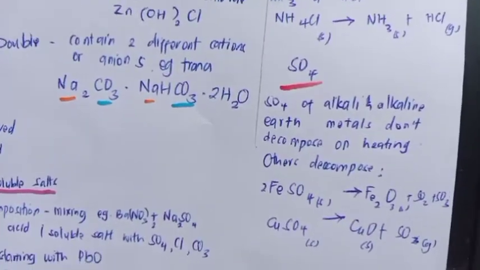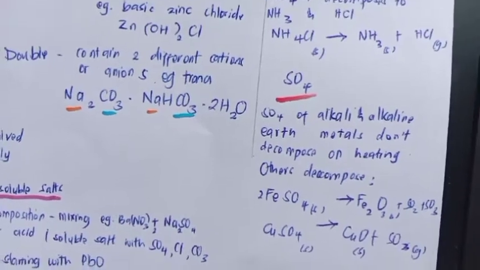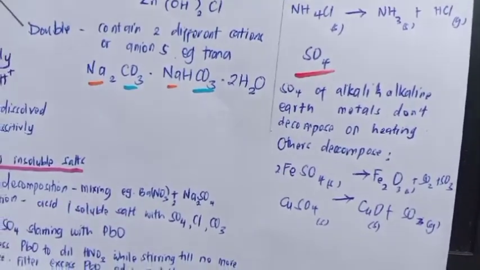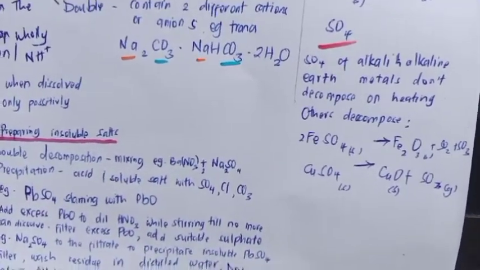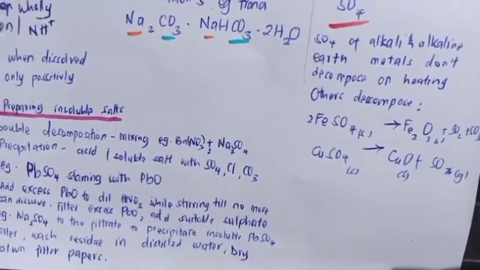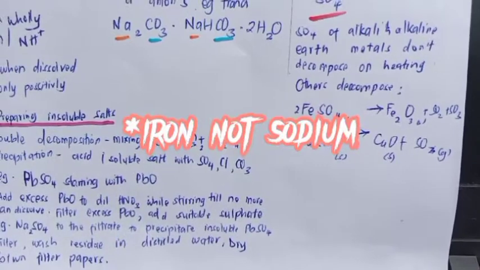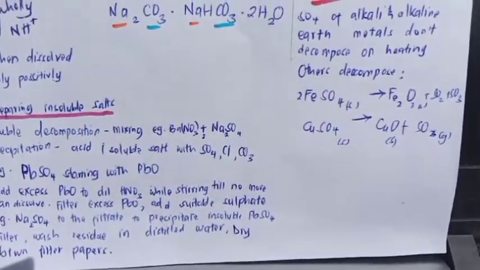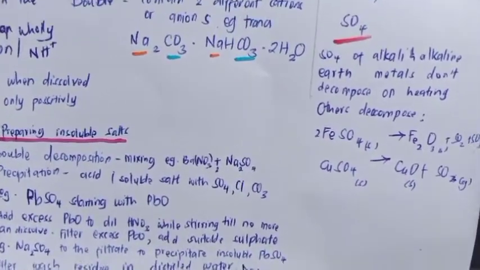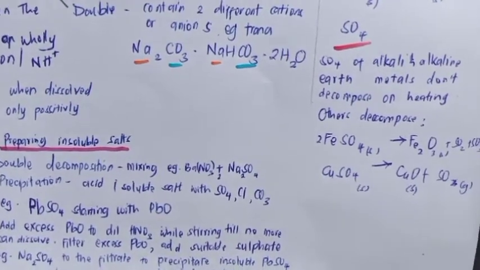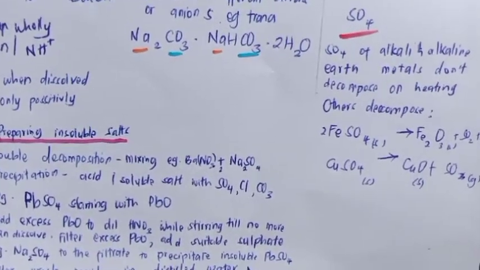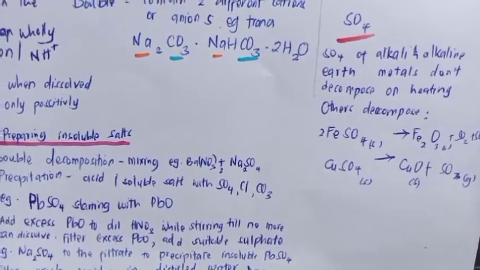Then we go to the effect of heat on sulfates. Sulfates of group 1 and group 2, which are alkali and alkaline earth metals, don't decompose on heating. But others, you just have to memorize them because they're not usually a lot. So we have sodium sulfate here. It will decompose to form sodium oxide, sulfur 4 oxide and sulfur 6 oxide gas. Then we have copper 2 sulfate. When you heat it, it will decompose to form copper 2 oxide and sulfur 6 oxide gas.